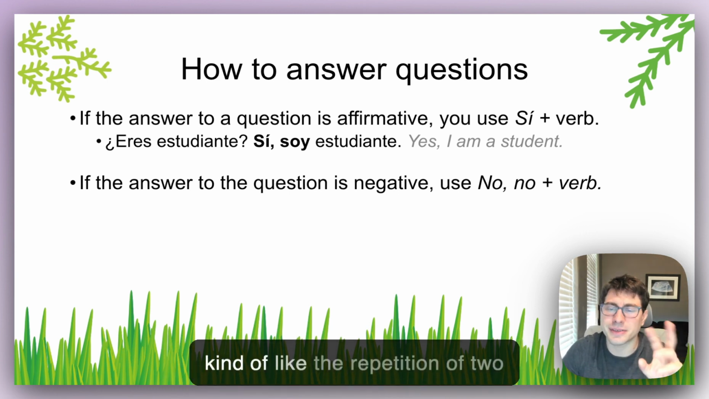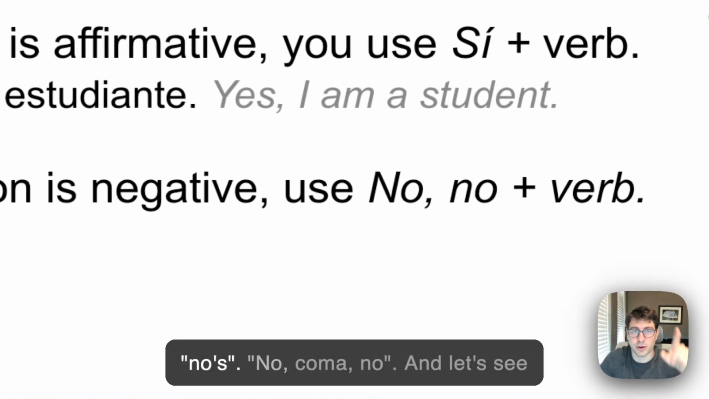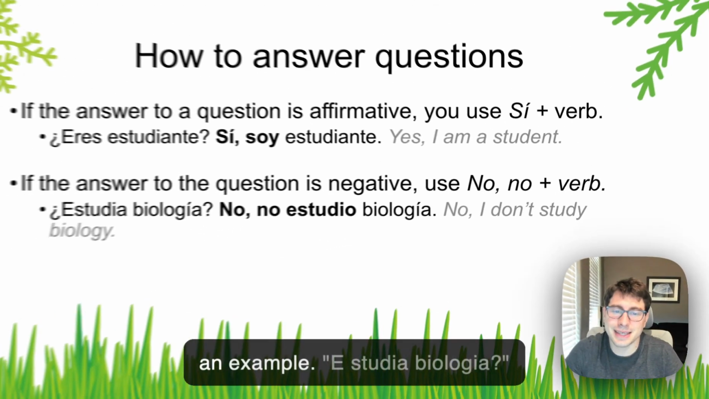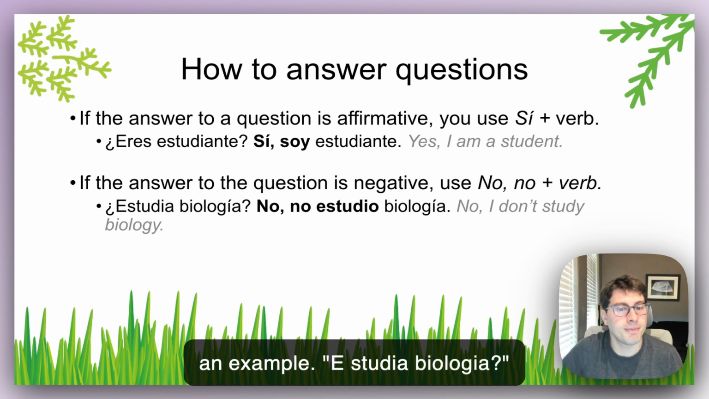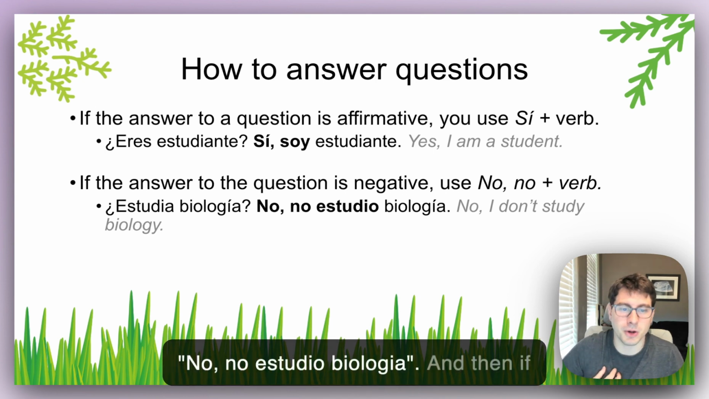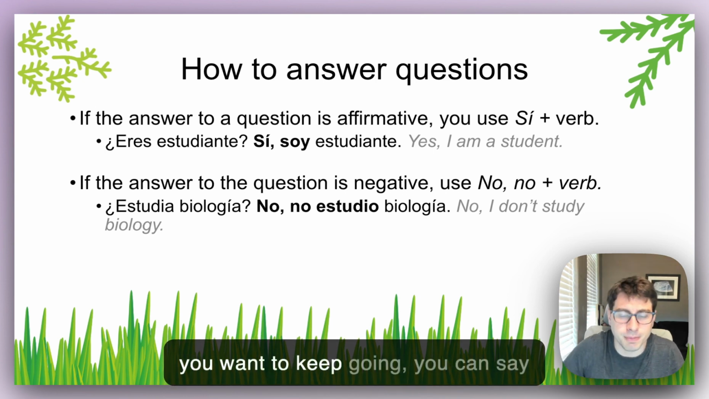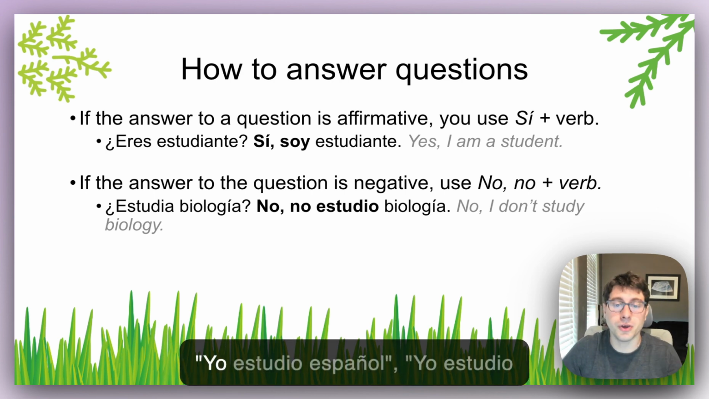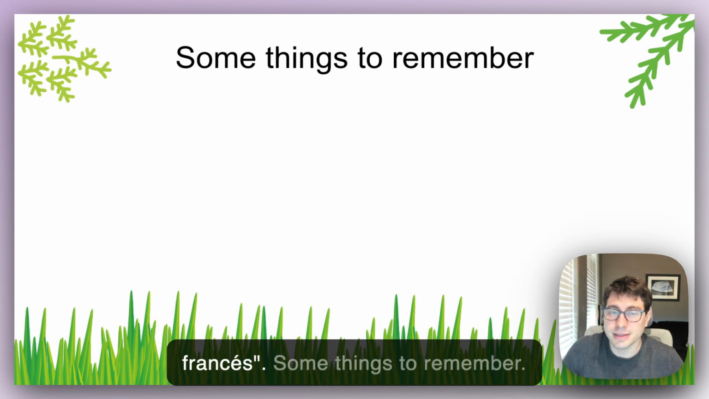And see that there is kind of like the repetition of two no's. No, comma, no. And let's see an example. ¿Estudia biología? No, no estudio biología. And then if you want to keep going, you can say yo estudio español. Yo estudio francés.